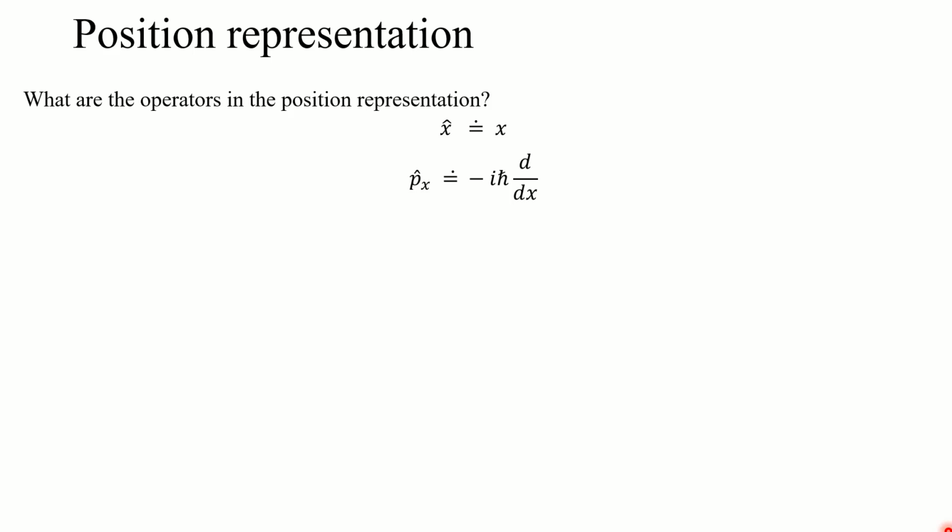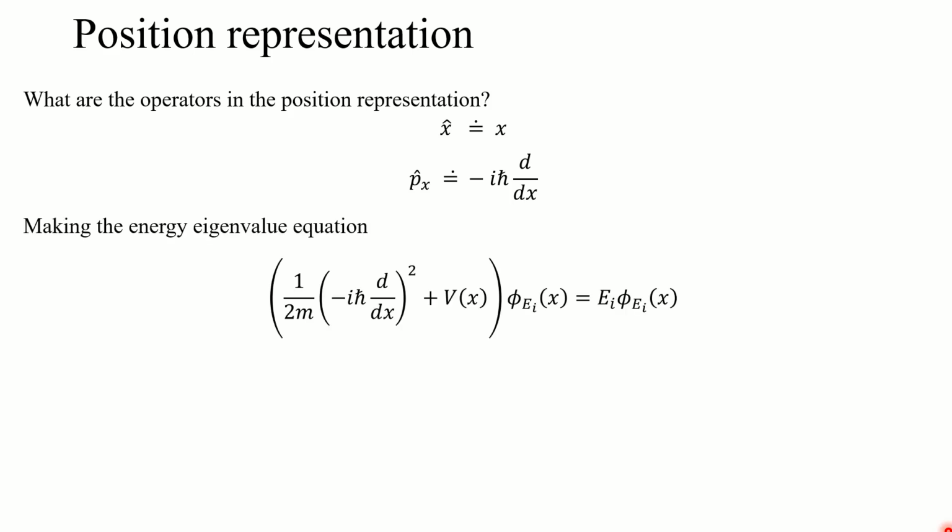The x operator is just multiplying by the position x, and the momentum operator is negative i h bar times the derivative with respect to x. So this is, we're looking in one dimension along the x direction. So that makes our energy eigenvalue equation this. So we've just substituted those position representations of our operators. And simplifying that, our energy eigenvalue equation is now this.